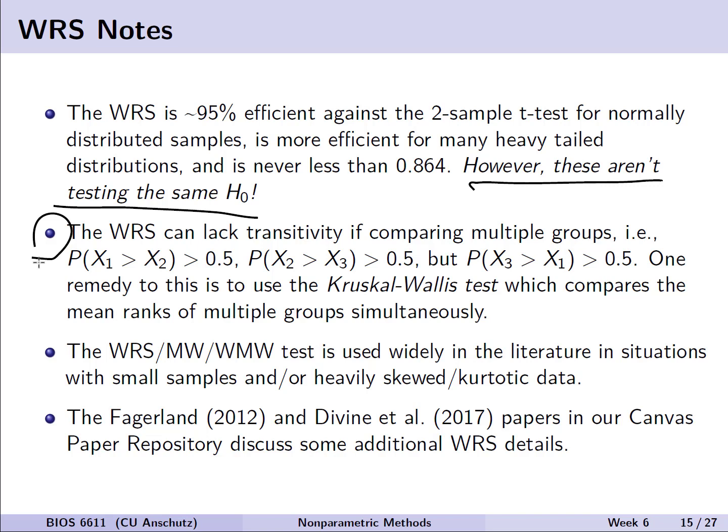Again, the Wilcoxon rank sum, Mann-Whitney, or Wilcoxon-Mann-Whitney test is widely used in the literature in situations with small samples and/or heavily skewed or kurtotic data. So just be aware as you're reading the literature both what people are claiming their results state and also how they frame what they've actually done. Did they compare the distributions and evaluate their assumptions? But you are sure to see it in many cases, or if you write papers in the future, at some point you're likely to get a reviewer who asks why you did or did not use a nonparametric method.